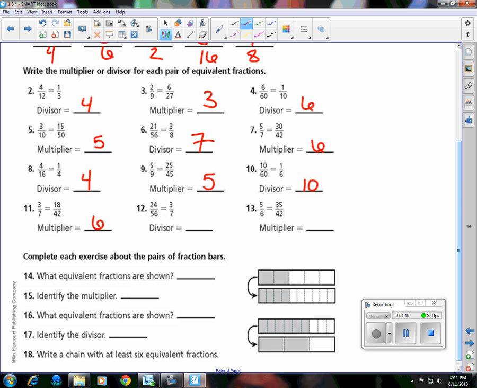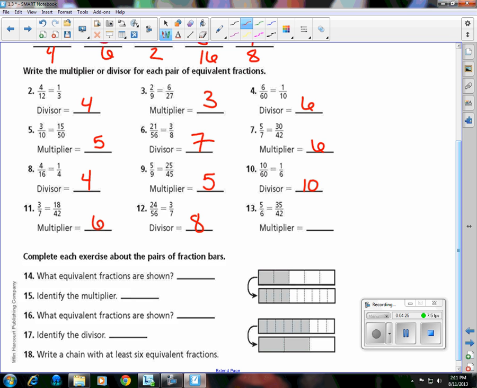24, how do I get it to be 3? 24 divided by what equals 3? Again, you can think about it the other way if that's hard for you. 3 times what equals 24? 8.